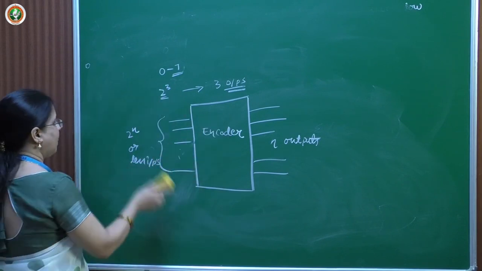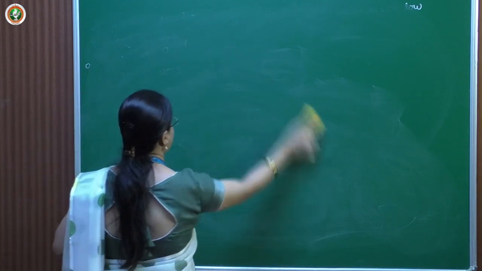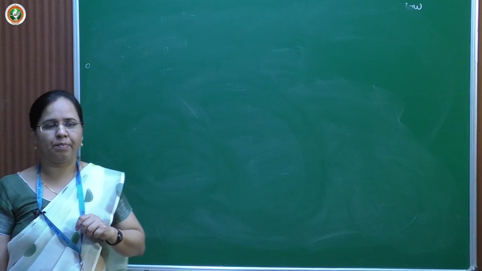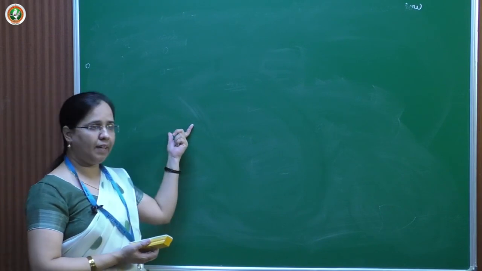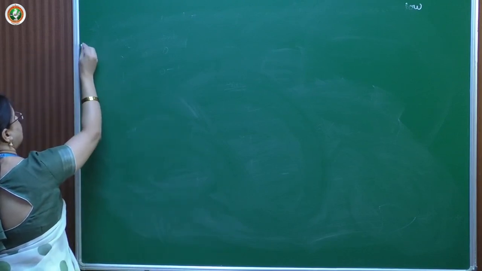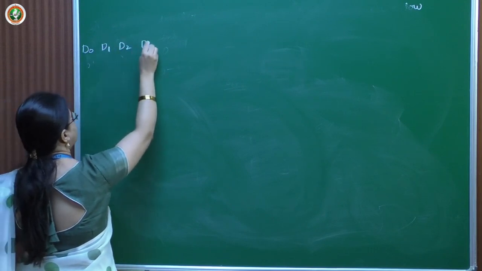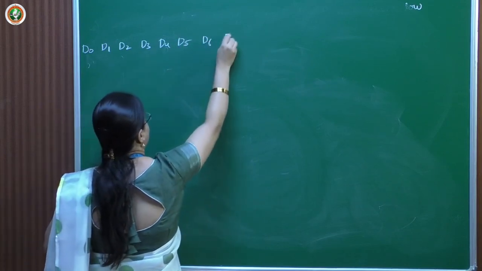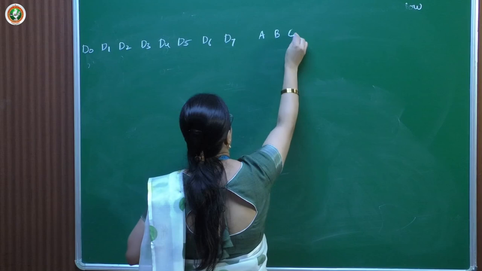As I have told you in previous videos several times, whenever we design any logic circuit, our first step is to decide the number of inputs and the number of outputs and then assign symbols to them. We have 8 inputs and 3 outputs. I am going to take the 8 inputs as D0, D1, D2, D3, D4, D5, D6 and D7. Then for the 3 outputs I am going to take A, B and C.